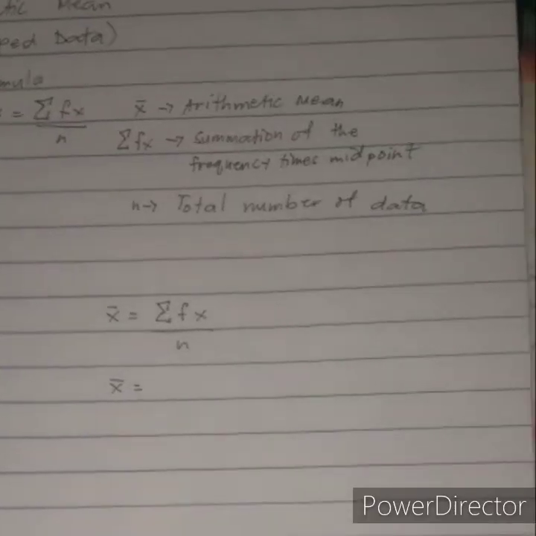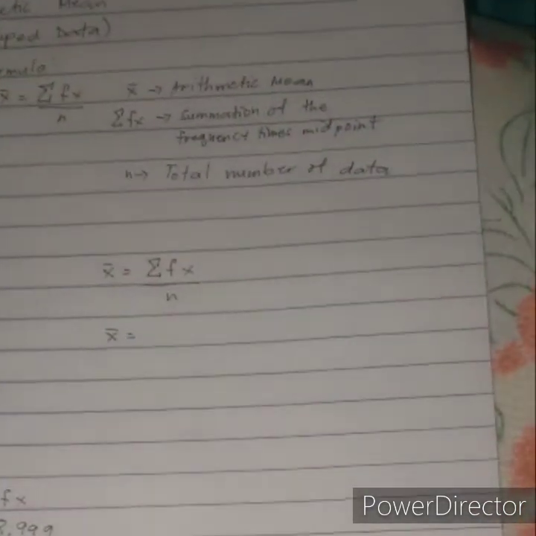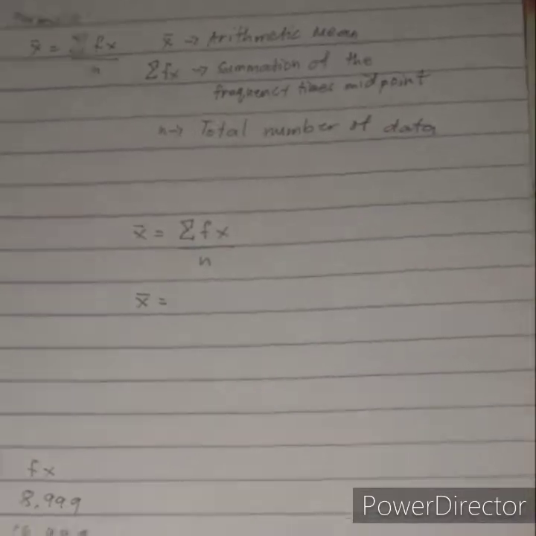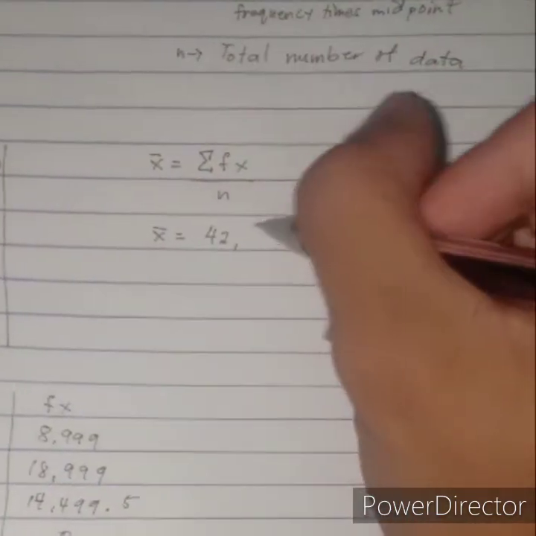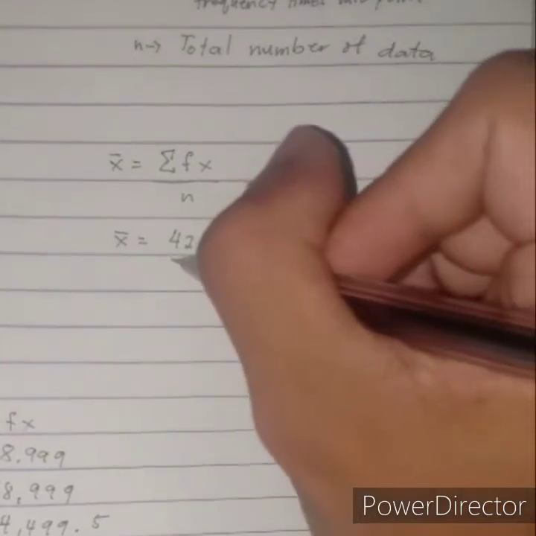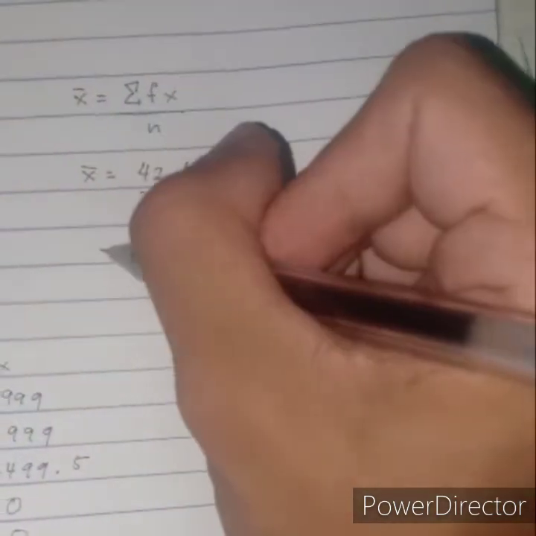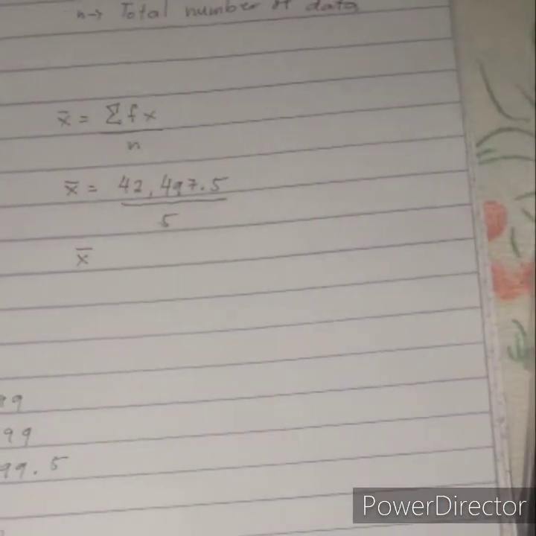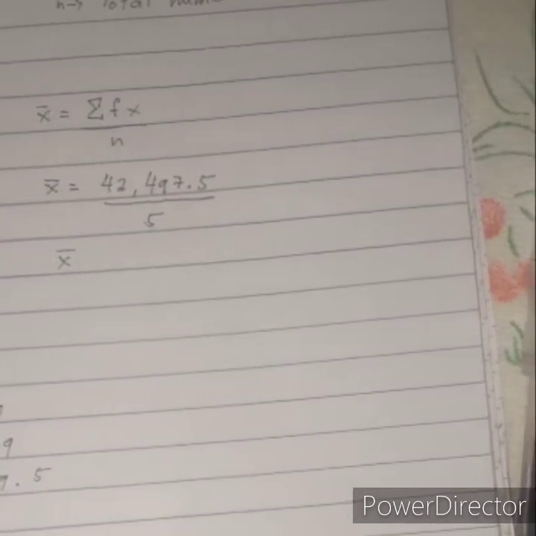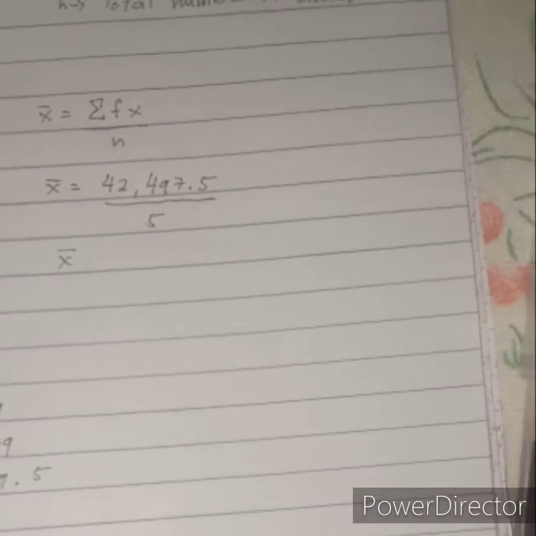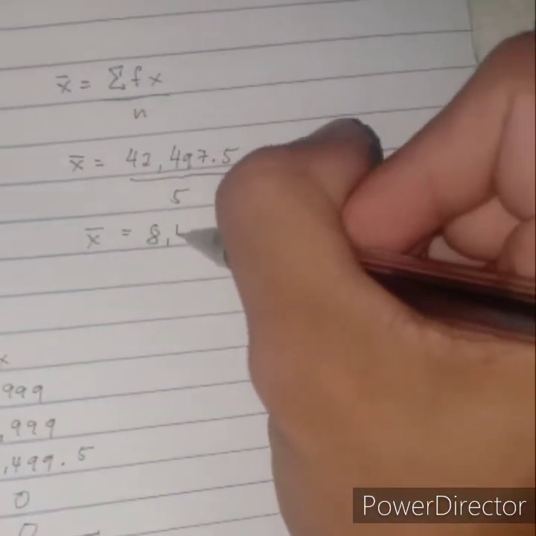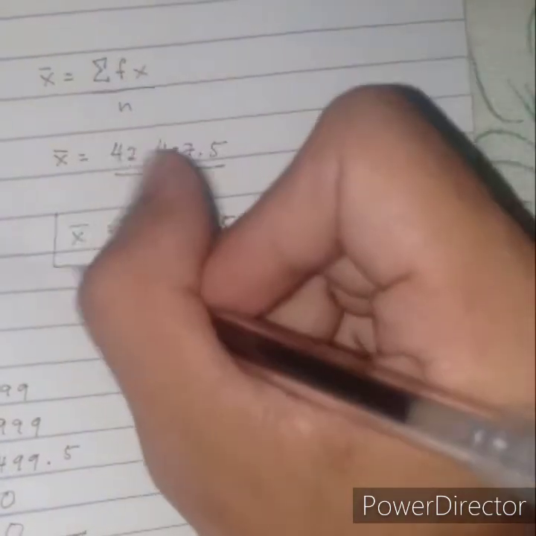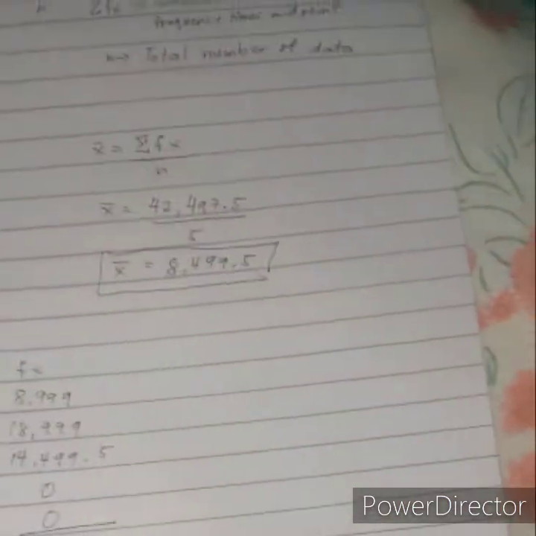Now let's substitute it in the formula. The arithmetic mean is equal to the summation of f times x all over n. The summation of f times x is 42,497.5 all over n, which is 5. So the mean is 42,497.5 divided by 5, which is 8,499.5. So this is now the arithmetic mean in grouped data.